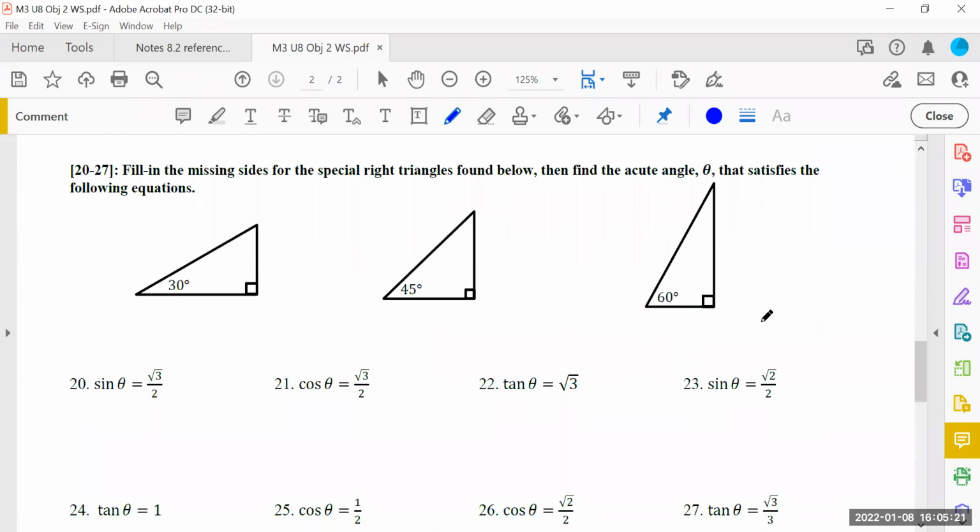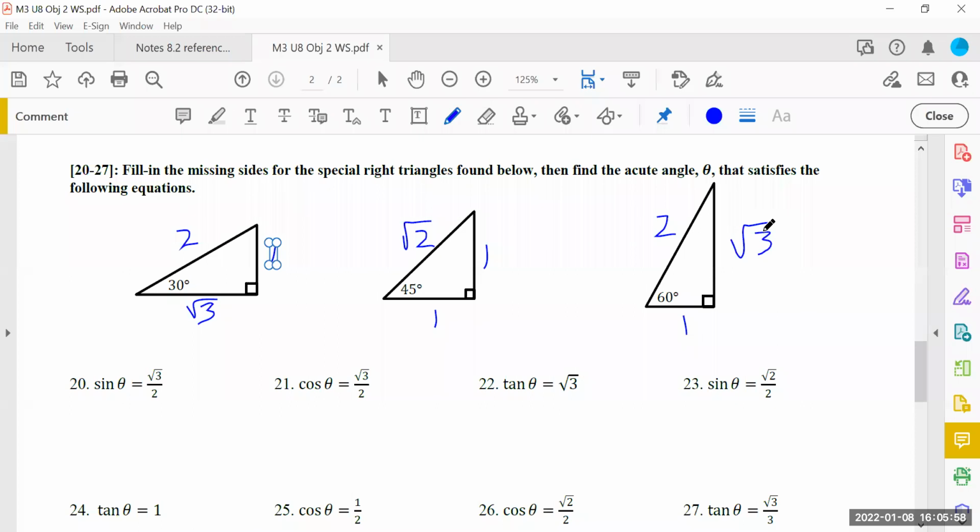All right, on the next one here, this next piece is actually a reference to the special right triangles that we were doing yesterday. So it says fill in the missing sides for the special right triangles found below, then find the acute angle theta that satisfies each of these. So if this is a 30-degree triangle, fill in the sides, 1, 2, square root of 3. If this is a 45-degree triangle, 1, 1, square root of 2. If this is 60, 1, 2, square root of 3.